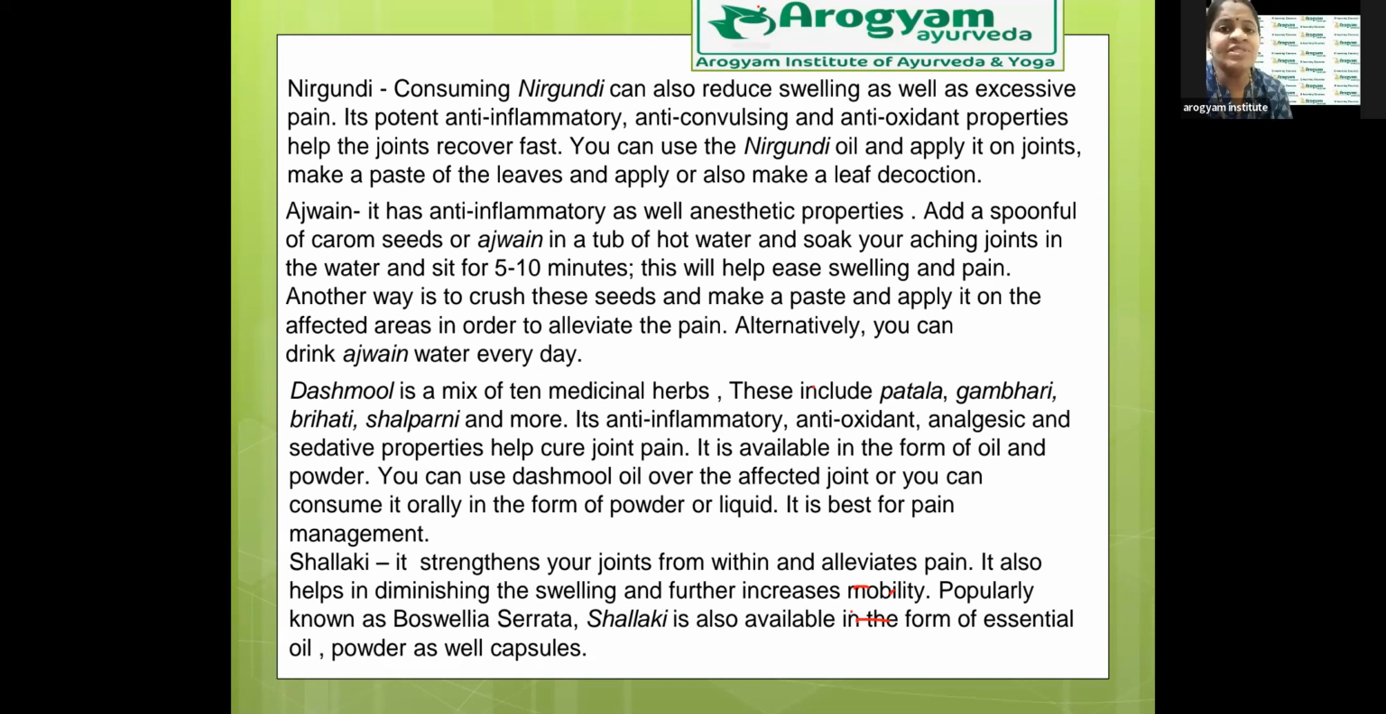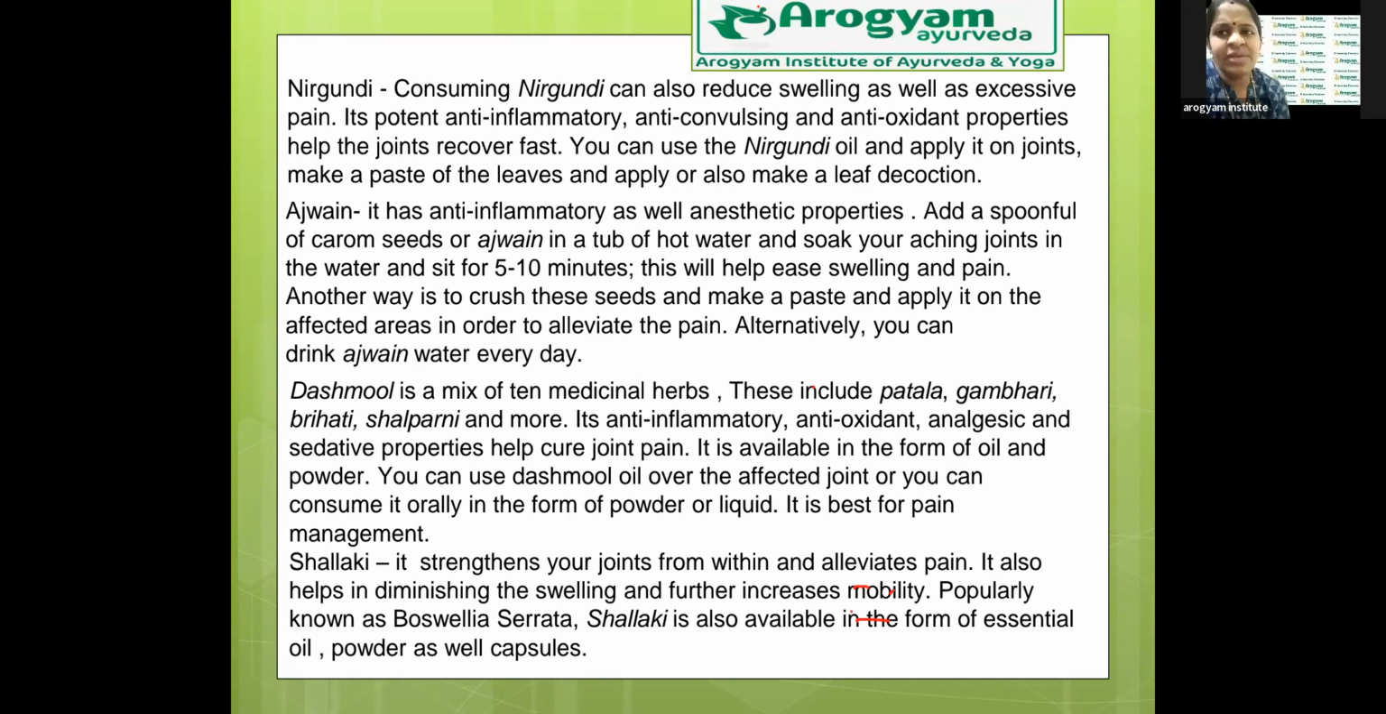Make a paste of leaves of nirgundi and apply, or also make a leaf decoction and इसको हम pour कर सकते हैं हमारे affected joints के ऊपर. Ajwan, it has anti-inflammatory as well as anesthetic properties. Add a spoonful of carom seeds or ajwan in a tub of hot water and soak your aching joints in the water and sit for 5 to 10 minutes. This will help ease swelling and pain. So ajwan is very good.